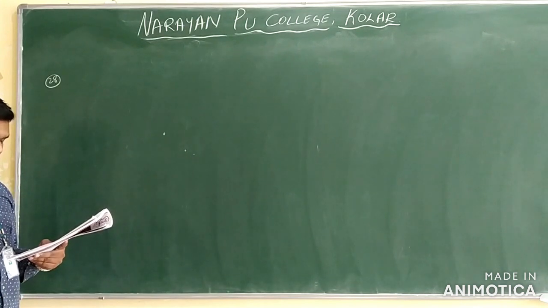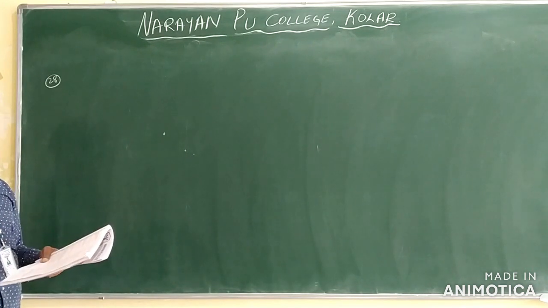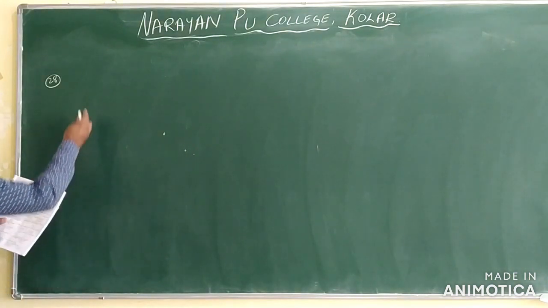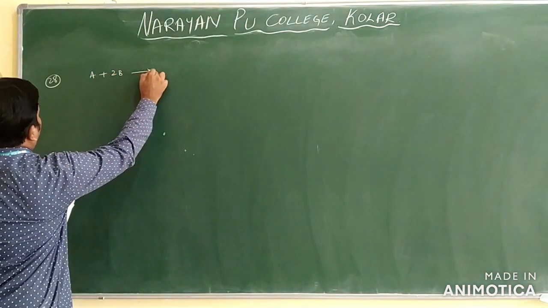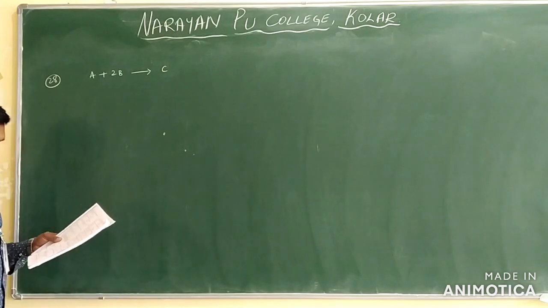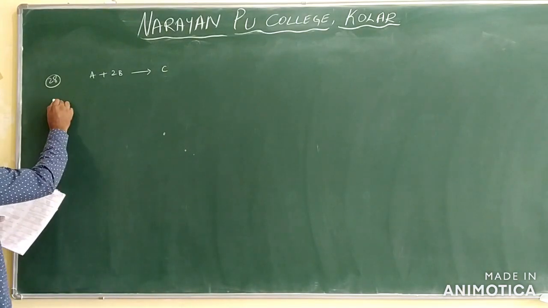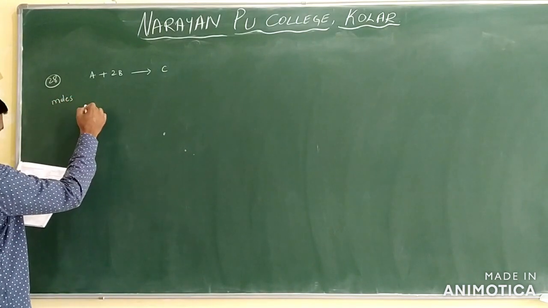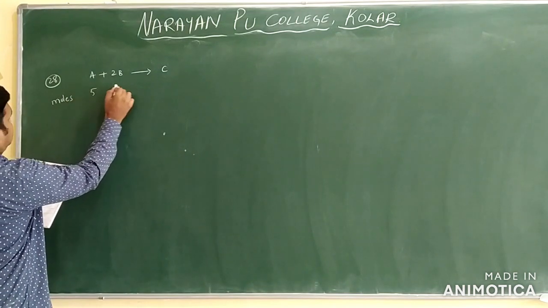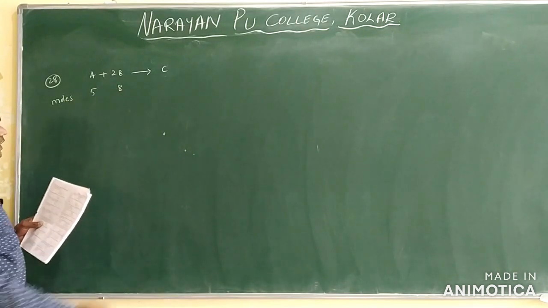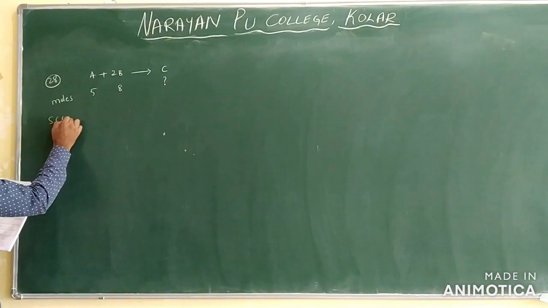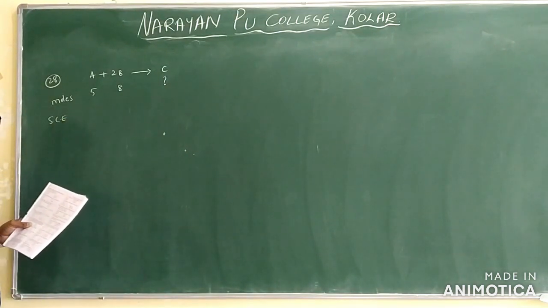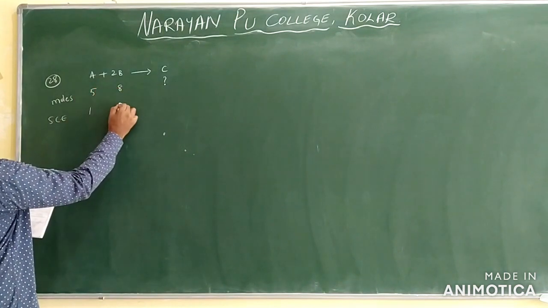For the reaction A plus 2B gives rise to C, 5 moles of A and 8 moles of B produce how many moles of C? This is also a same model question only. I will write the equation first here: A plus 2B gives rise to C only. Moles they given: number of moles of A is 5, number of moles of B is 8. You have to find number of moles of C.